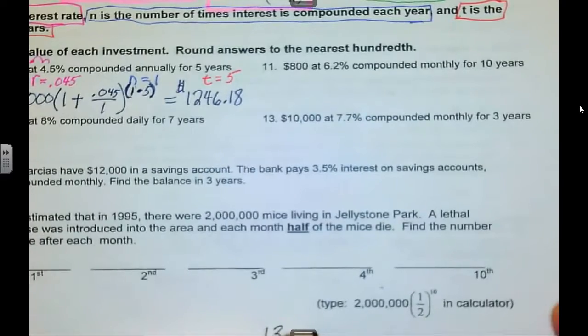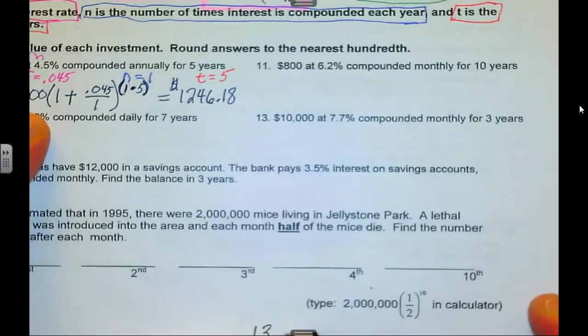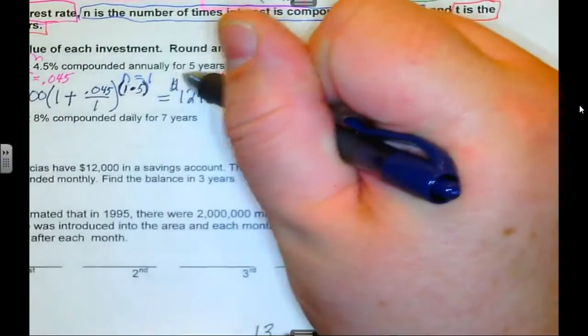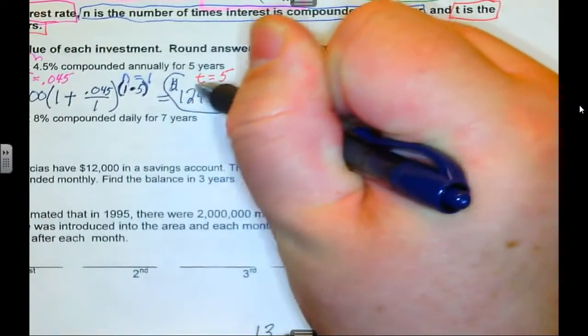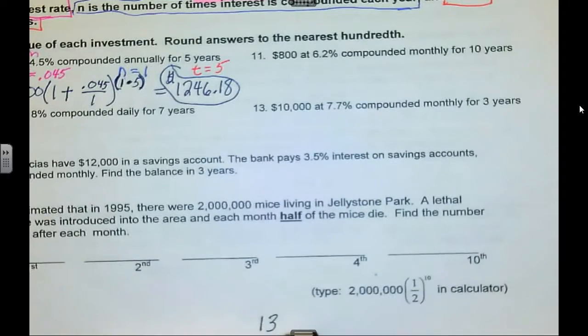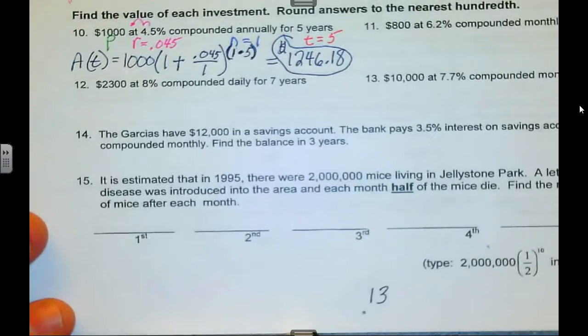Step back. Does it make sense? Let's see. I started at 1,000, 4.5. Yeah, 1,200 makes sense. Let's do another one. How about number 12?